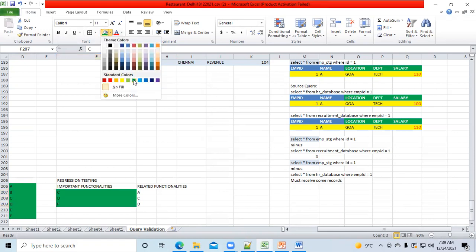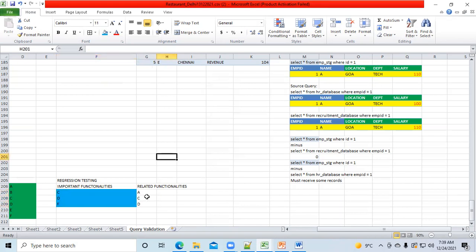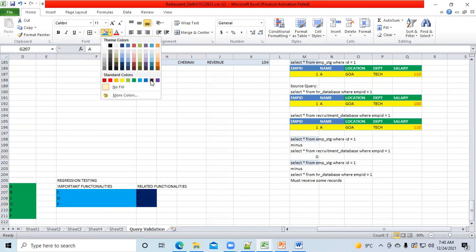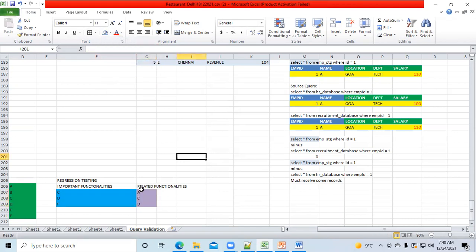Let me mark this by this color. So these are important functionalities, and these are related functionalities. Now let's try to understand what's the difference between important and related functionalities. These are important. It means even if any one of this C, D, F is not working, this total will be of no use. Are you getting my point? If functionality F is not working, this will be of no use.